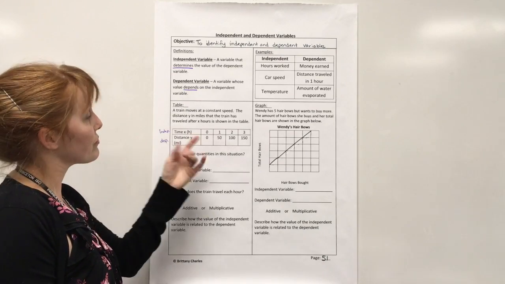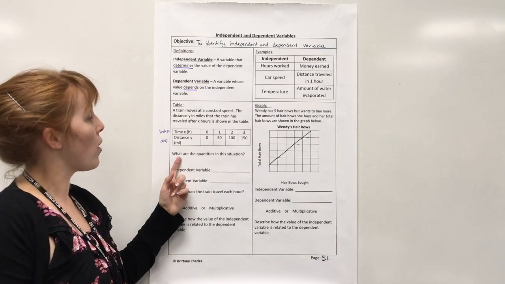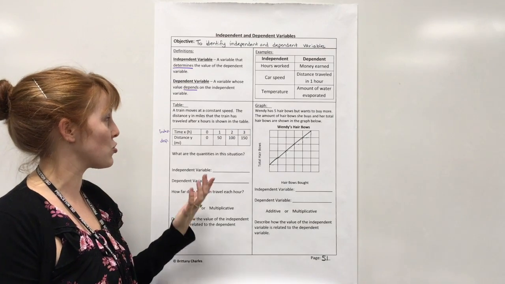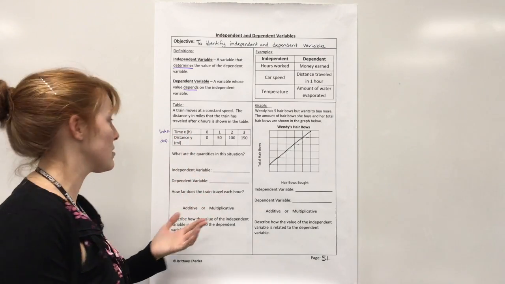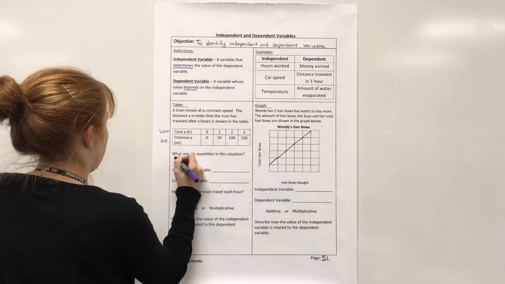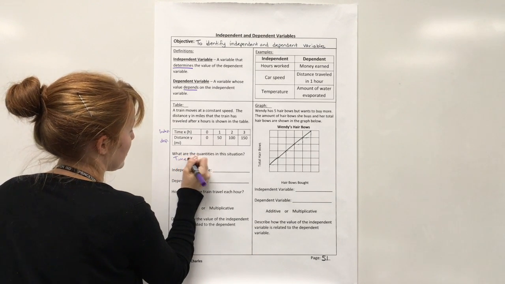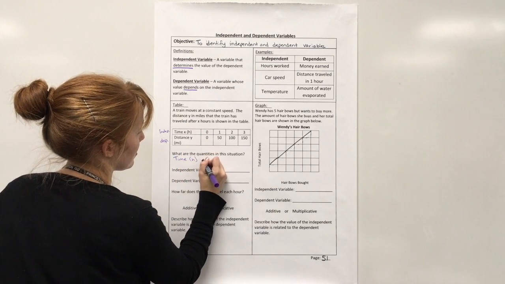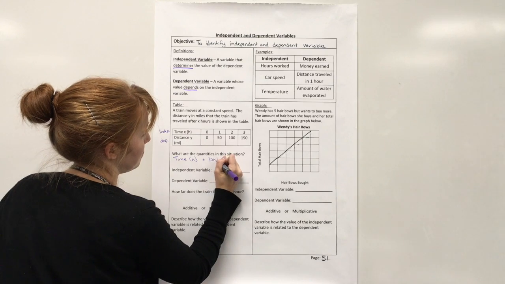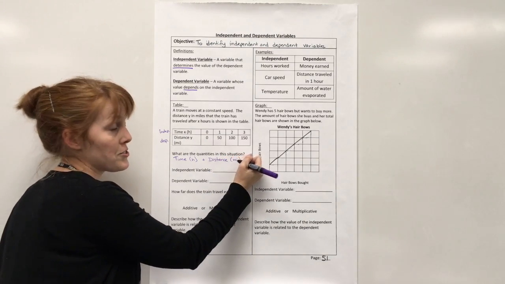All right. So right here, what are the quantities in the situation? Well, time and distance. And time is in hours. And distance is in miles.